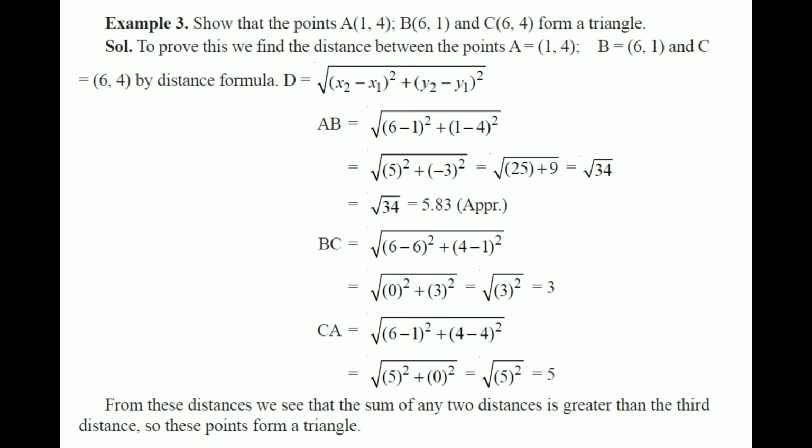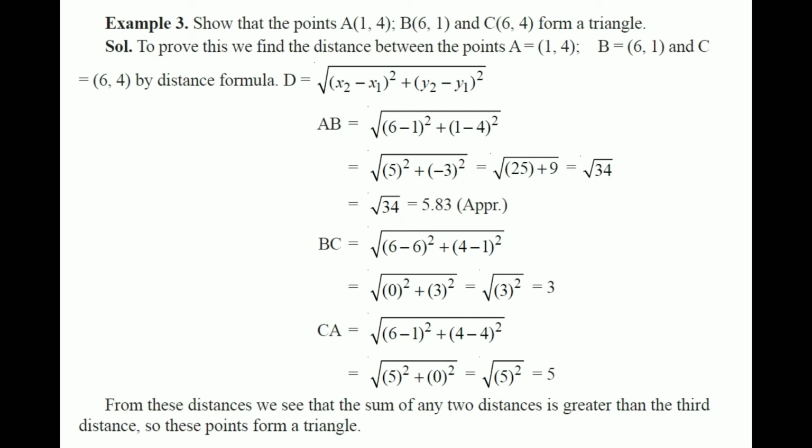Suppose second and third. It is 3 plus 5, 8. It is more than the first distance 5.83. Similarly, now we pick up distance first and second. Its sum will be 8.83. It is greater than the third distance CA, 5. In this way, we can say that from these distances, the sum of any two distances is greater than the third distance. So these points form a triangle.